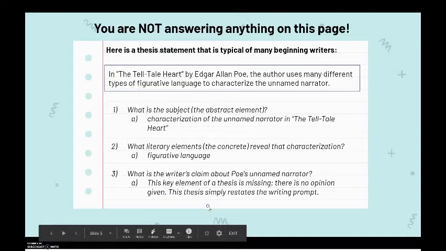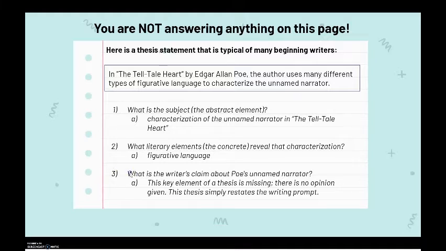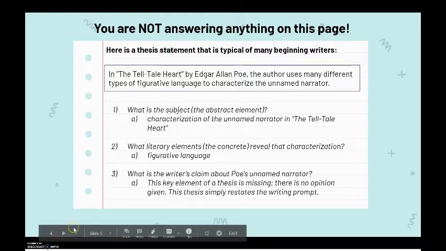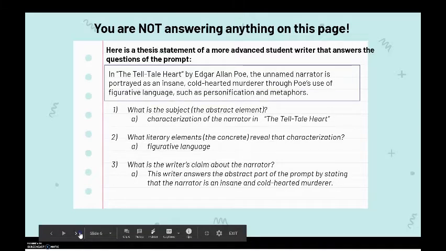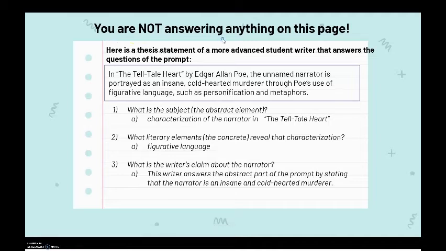So this thesis simply restates the writing prompt. It does not have criteria number 3. There was no claim to this. So this is definitely not effective. Let's take a look at a thesis statement from a more advanced student. And again, you're not writing or answering anything on this page.